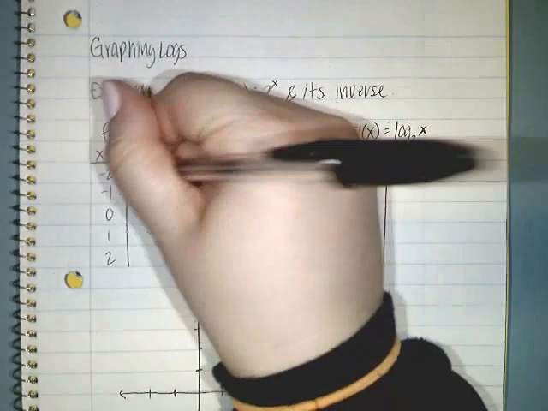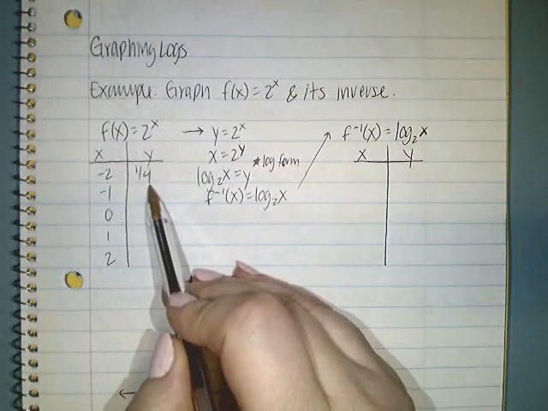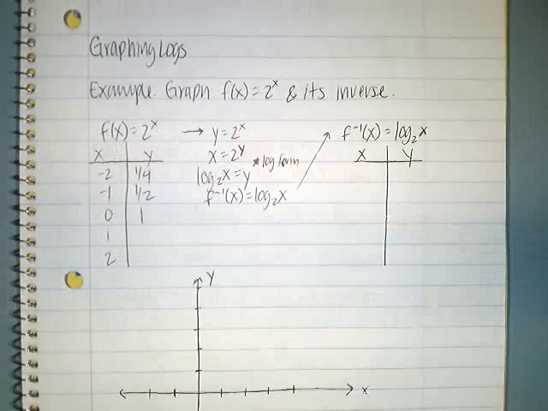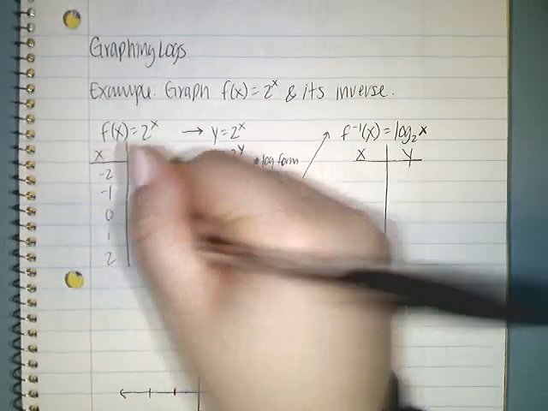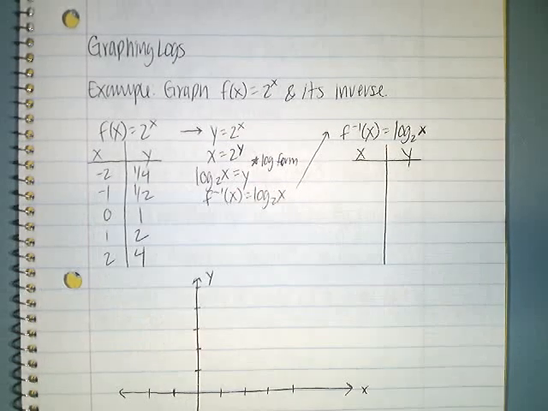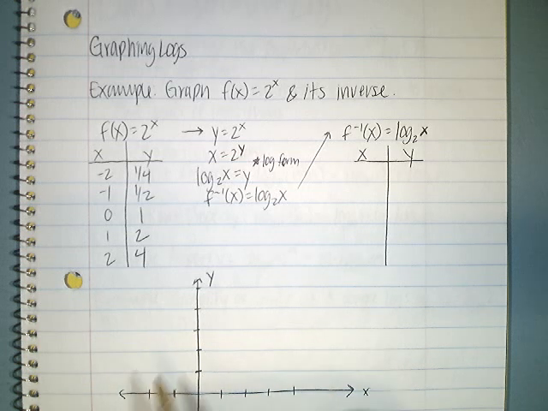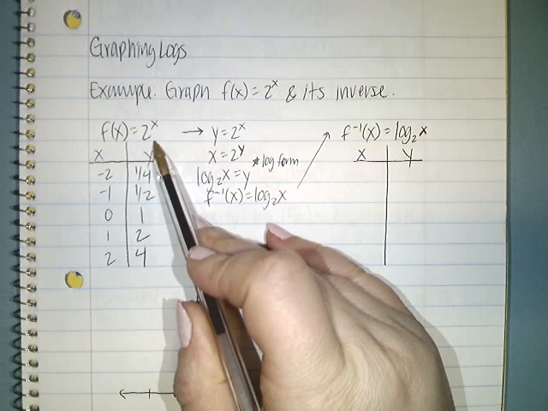So again, 2 to the negative 2 is 1/4, 2 to the negative 1 is 1/2, 2 to the 0 is 1, 2 to the 1 is 2, 2 to the 2 is 4. I really quickly filled out that table. If you're not sure how I did that, go a little bit slower, plug them in, see how I got there. Now I'm going to find the inverse of this function.